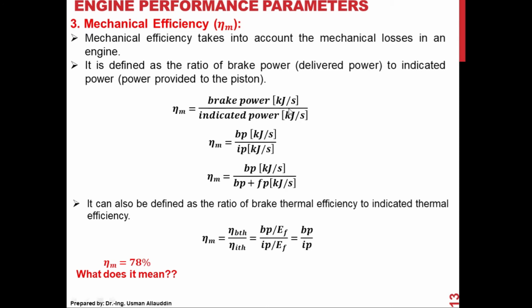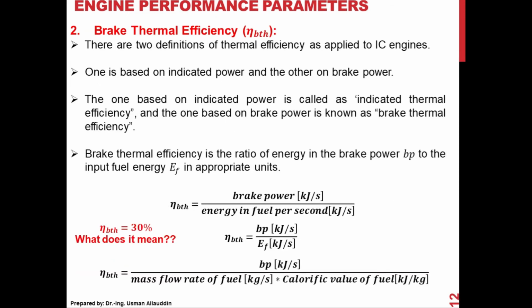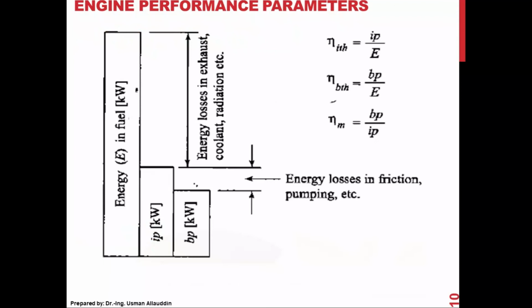So mechanical efficiency is the ratio of brake power to the indicated power, and indicated power is actually BP plus FP, brake power plus frictional losses. As you can see from this figure, let's represent this part as FP, and this as BP. So BP plus FP is actually IP.